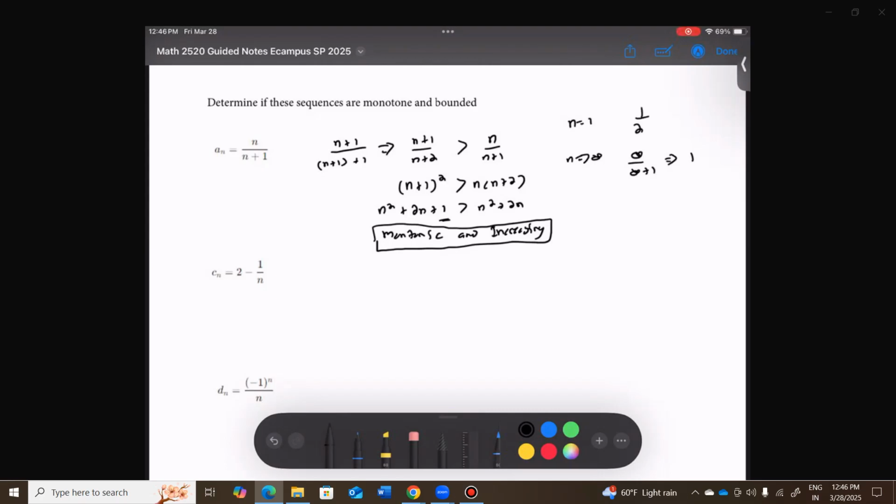Okay, this is increasing, so your initial sequence starts out at 0.5, so it's bounded below by 0.5 and above by 1. And so it's a bounded sequence.